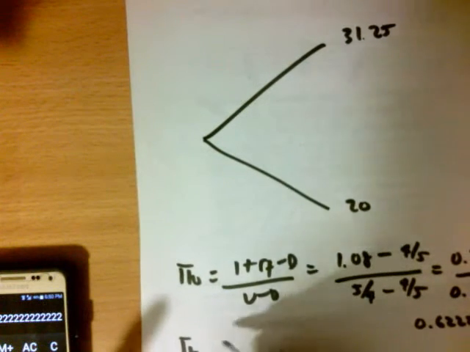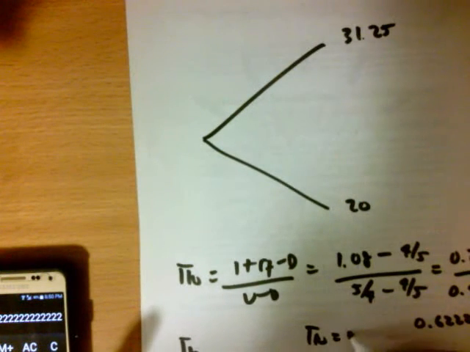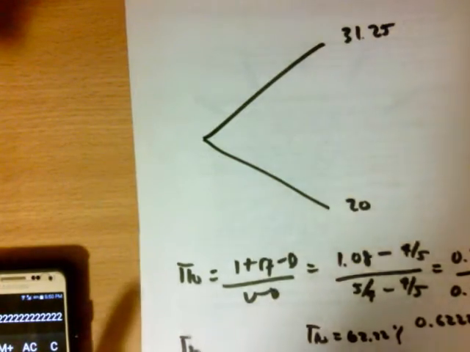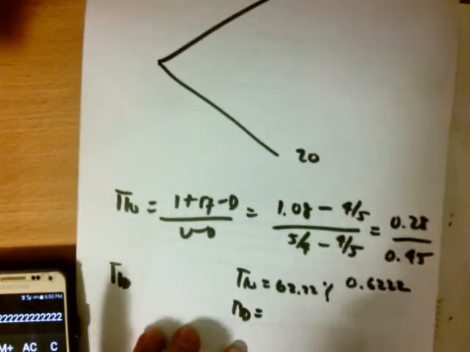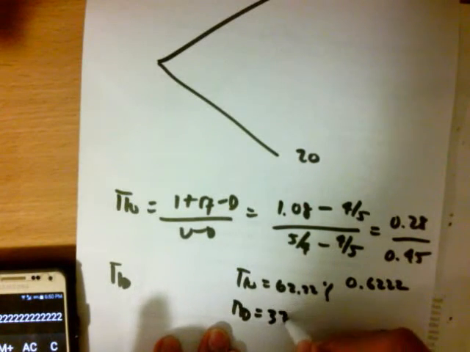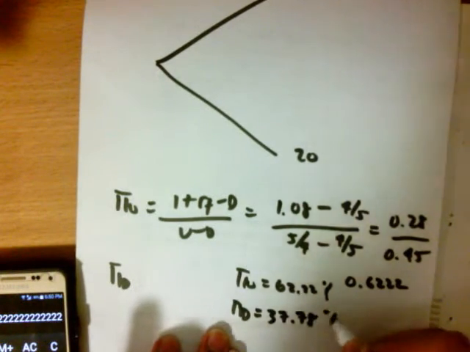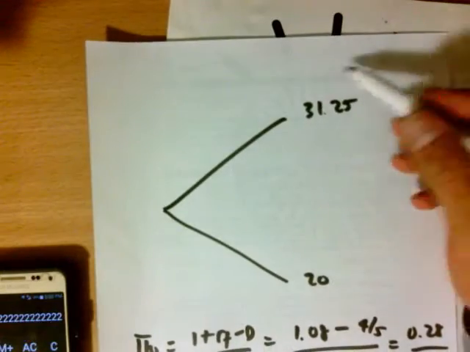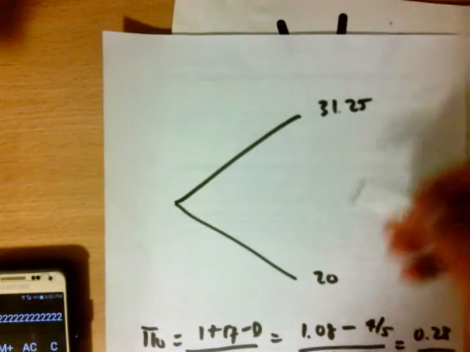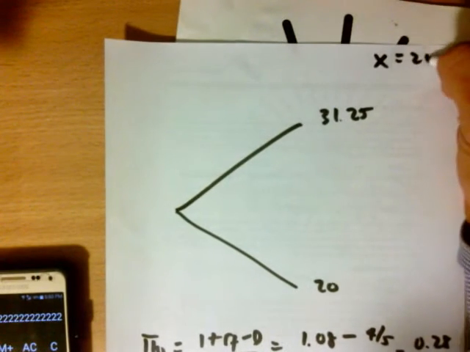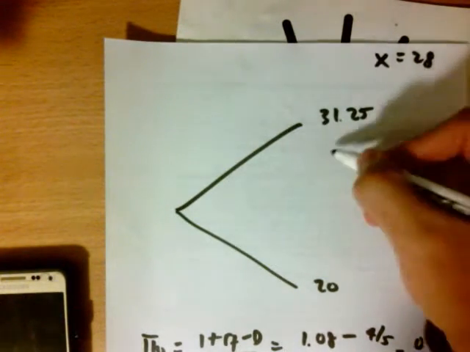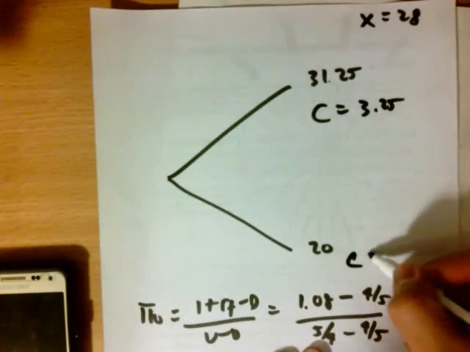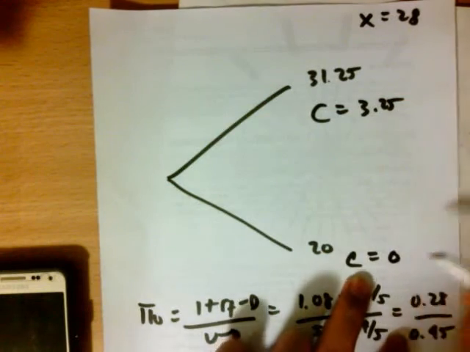0.6222. Okay, so if pi u is 62.22%, then pi d is going to be 37.78%. All right, so the value of the stock is going to be 31.25 and 20. Exercise price is 28. So the value of the call option here is going to be $3.25. The value of the call option at the downward node is going to be 0.